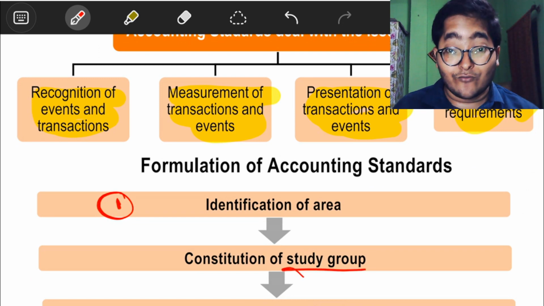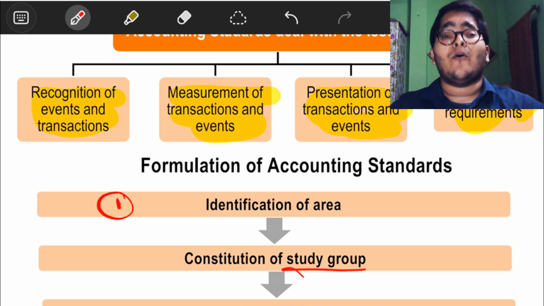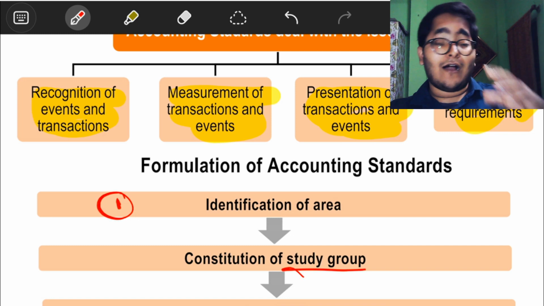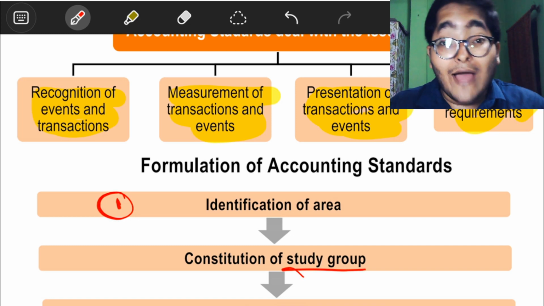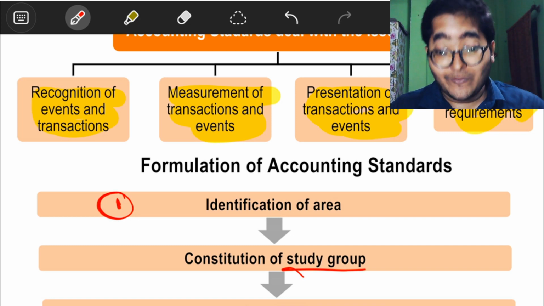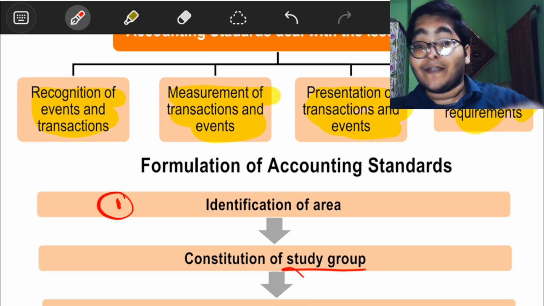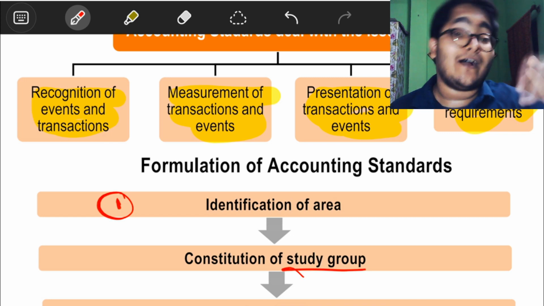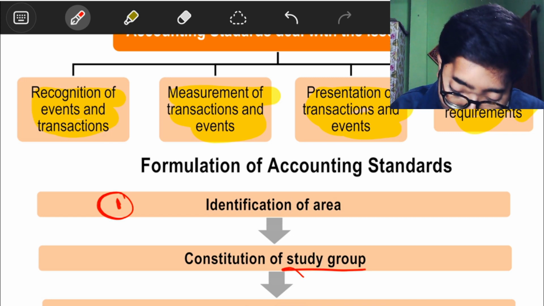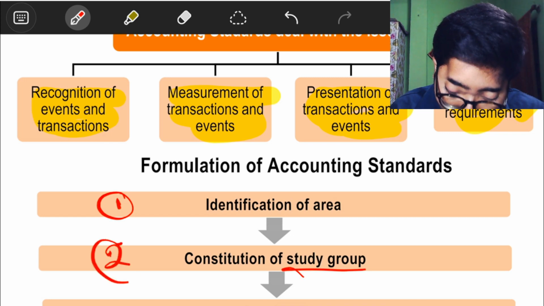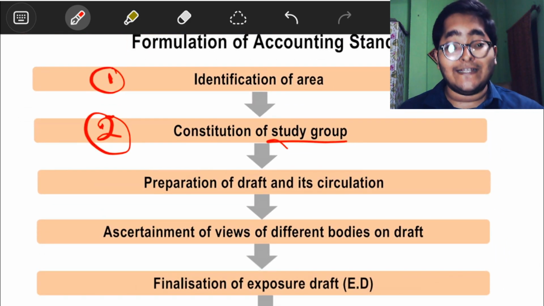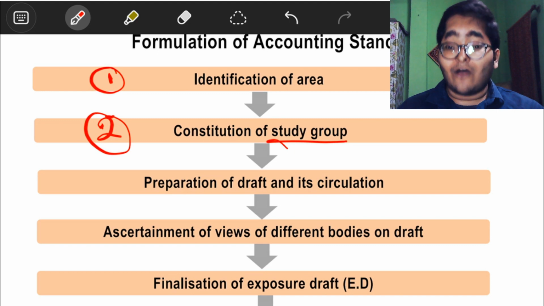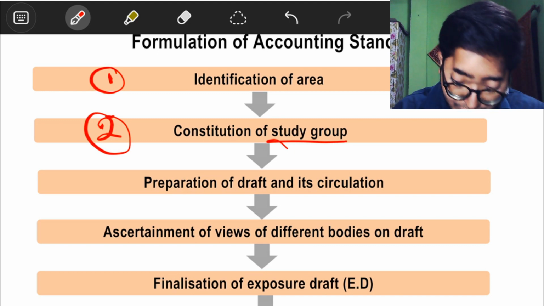What is the study group? A study group is a group of knowledgeable persons or professionals who have the required knowledge so that they can study or research this identified area to understand the requirements and the shortcomings that need to be fulfilled. Third is the preparation of draft and its circulation.